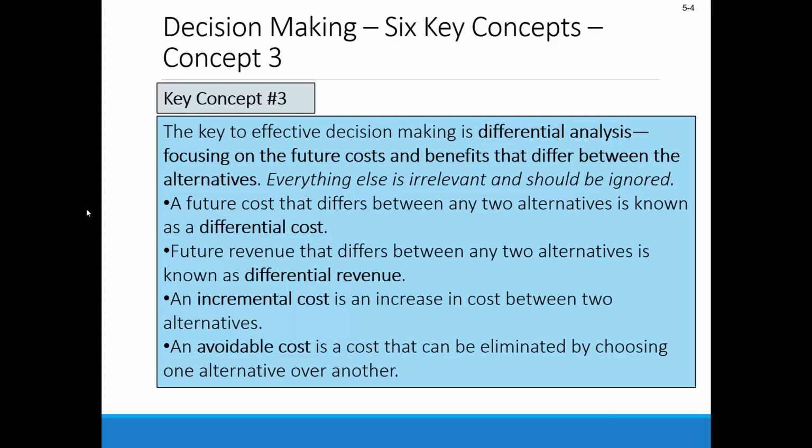So a few more terms for us to consider. A differential cost is a future cost that just differs, as the name implies, between any two of our alternatives. We can extend that to this idea of differential revenue. Same thing, except we're referring to revenue that differs between the alternatives rather than a particular cost. A little more specifically, or at a different level of analysis, we'd define an incremental cost as a differential cost that's increasing between two alternatives. And then an avoidable cost is any cost that can be eliminated by picking one alternative over another. And this idea of avoidability is really going to become critical in determining whether things are again relevant or irrelevant from a decision-making context.